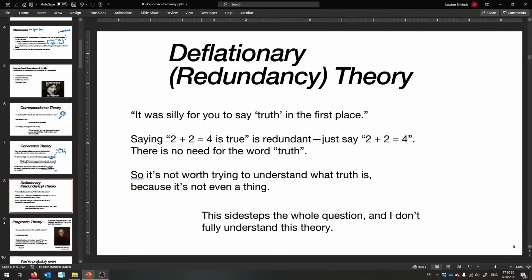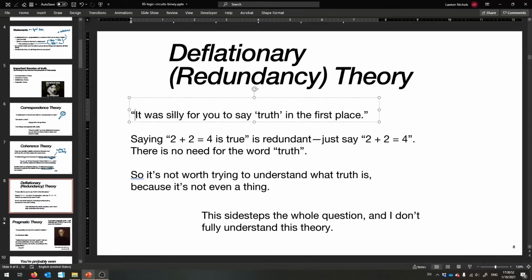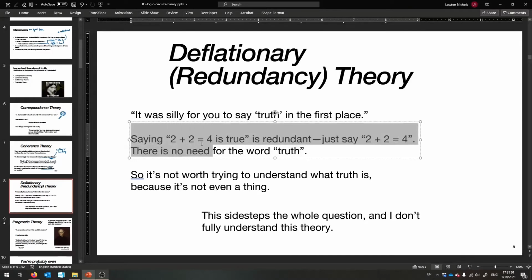So the next one is called deflationary theory, for some reason. It's called redundancy theory as well. And this one, I don't really understand that well because I'm not a philosopher, but I'm going to try and relate it to you. So redundancy theory, or deflationary theory of truth, it doesn't define truth at all. In fact, it says that you shouldn't be defining truth. That makes no sense. Okay? Saying that, okay, yeah, 2 plus 2 equals 4 is true is redundant.